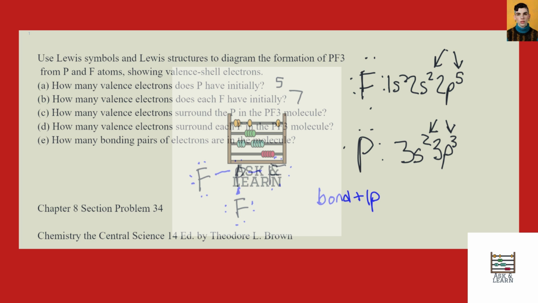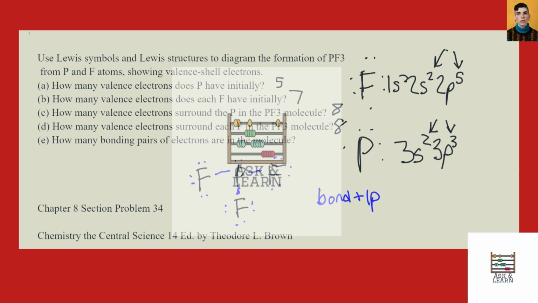And so for phosphorus, for letter C, phosphorus has 1 lone pair and 3 bonding pairs, or a total of 8 valence electrons. So 2, 4, 6, 8. Fluorine, on the other hand, has 3 lone pairs, but 1 bond pair. Same with this fluorine and same with this fluorine. So each fluorine also has a valence of 8 electrons.